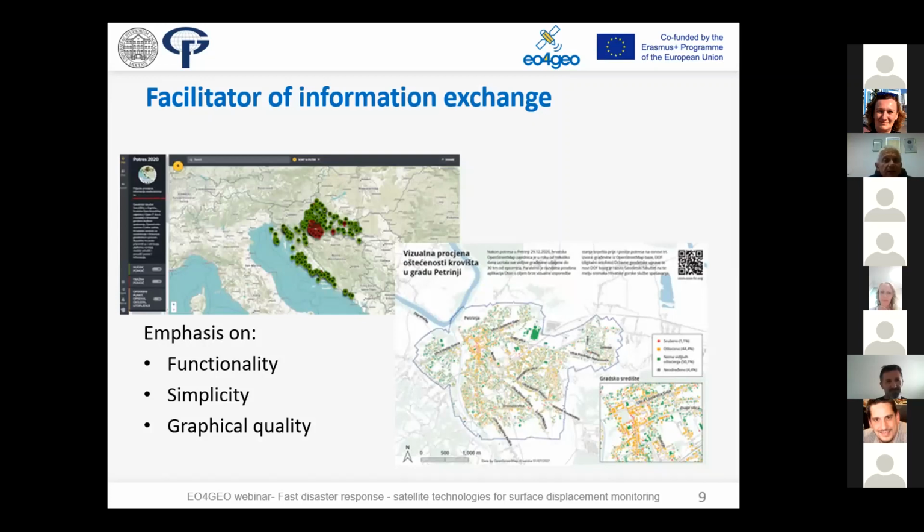So the emphasis of both types of applications is on functionality, on simplicity, and on graphical quality, because in principle, first what we see or what is communicated to us are graphical informations, and then deeper clicking on one of those red buttons, we can access also alphanumerical information.